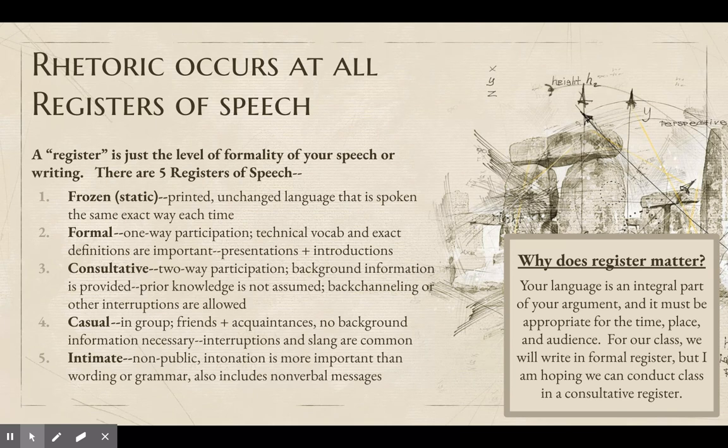So formal register is the next level. And this is a type of speech where it's one-way participation, meaning it's not I talk and then you talk back. It's one-way participation, and you have to be sure to give technical vocab and exact definitions. You must present background knowledge, because that's not going to be known and maybe not even be able to be inferred. So this would be things like presentations or introductions of people, places, or things.